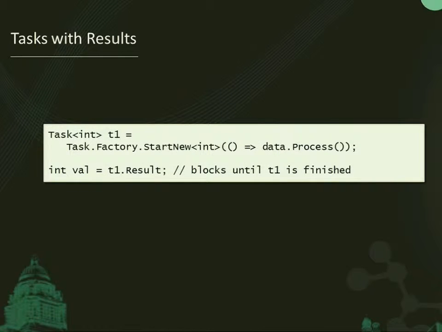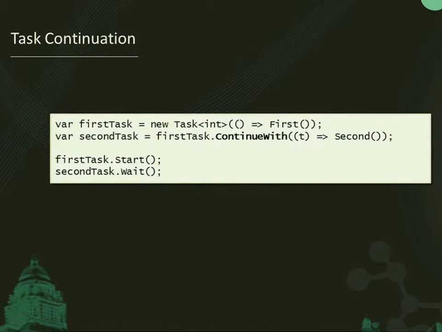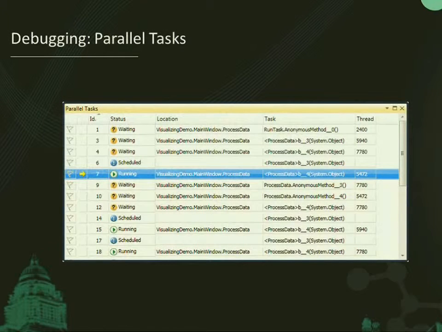If you have a task of int, then you can process the int as a result. This will block until the task has finished. To continue tasks, you can use continue with. You've seen this one. You create the first task, and then I let this task continue with another task. Then you can pass in options. So we have seen this one.